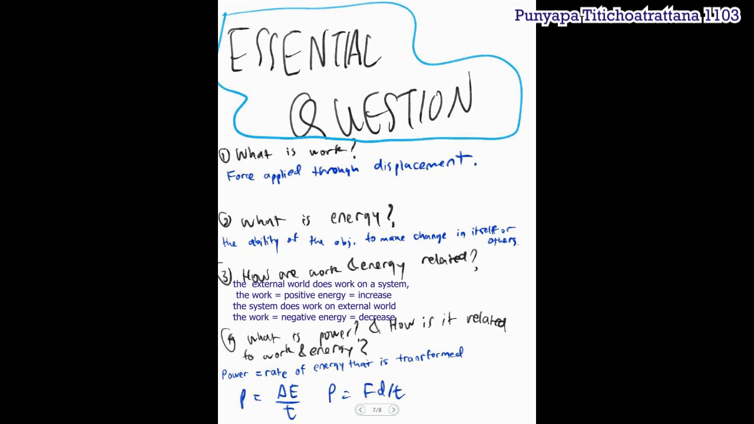Okay, for the last essential question: what is power and how is it related to work and energy? Power is the rate at which energy is transformed, and the formula is P equals delta E over t, or P equals F times d over t.